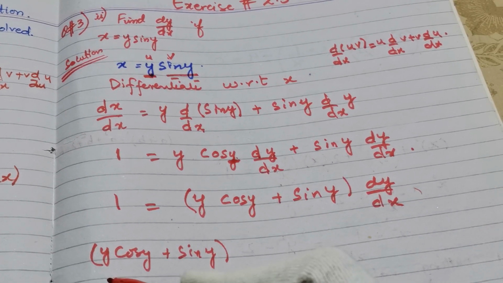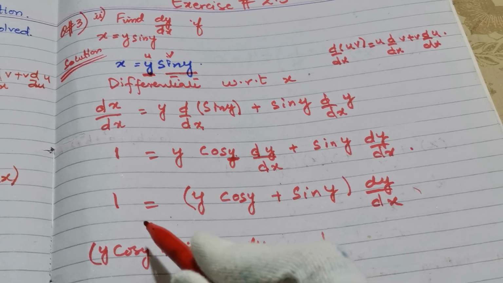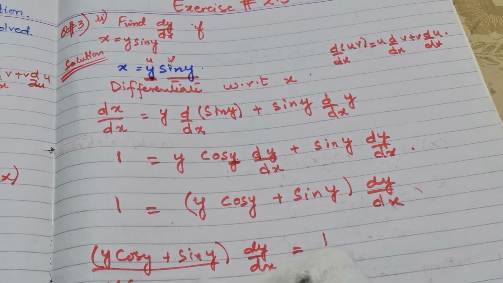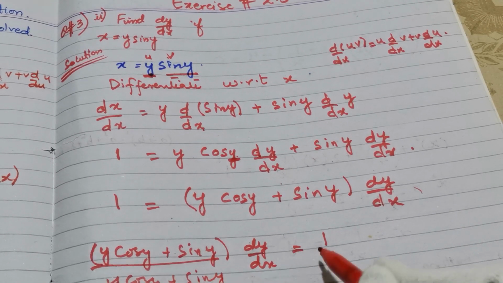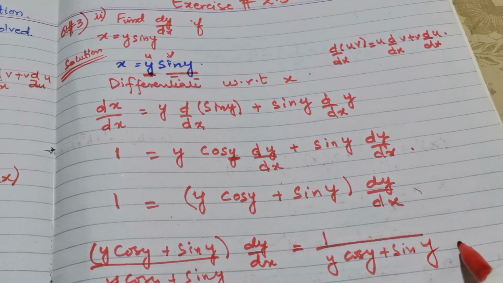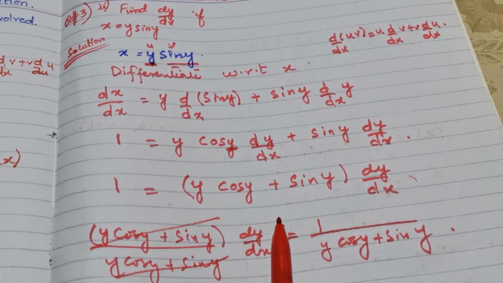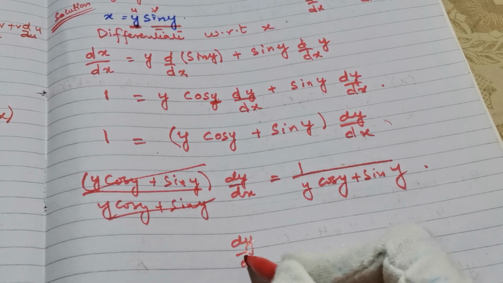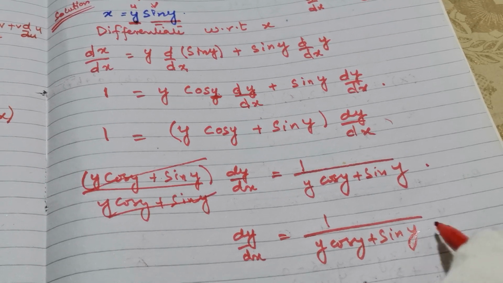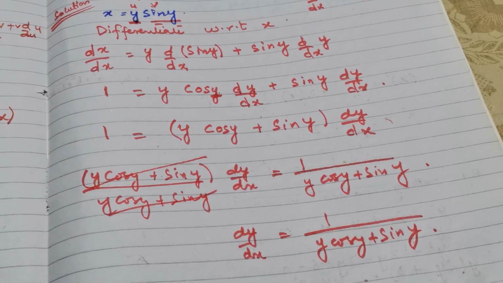We take this term on this side and this term on this side. Dy by dx, this doesn't affect the whole equation. So the multiplied term we will divide on both sides. This term can cancel. So dy by dx is equal to 1 divided by y cos y plus sin y. So this is our required solution.